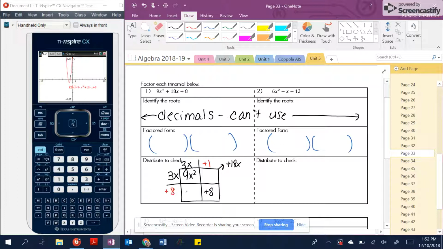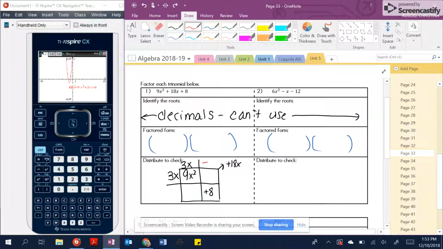Let's try it. Here I get 24x. Oh my gosh. 24x and 3x. That doesn't add to 18. Those are not my numbers. So why I just modeled that for you is I wanted to show you that sometimes we have to do some guessing and checking, and that's totally okay.